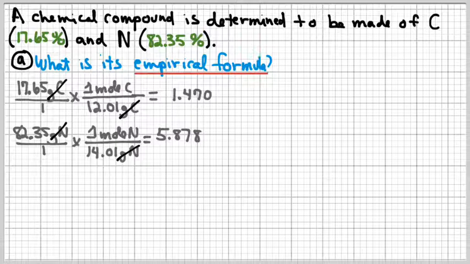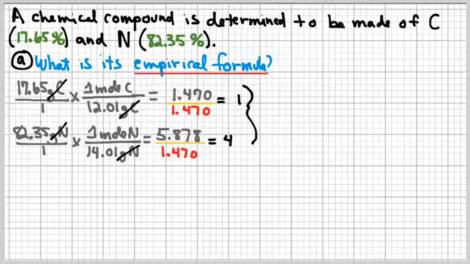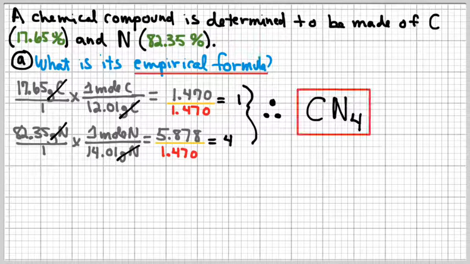So I like to generate whole numbers. I look at these two values. I'm going to divide by the smaller of the two, 1.470. When I do that, I am able to generate whole numbers, 1 for carbon and 4 for nitrogen. So my empirical formula for this compound is CN4. That merely told me what is present and what is the basic ratio, 4:1 or 1:4.